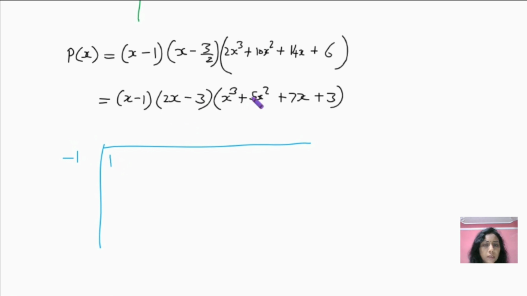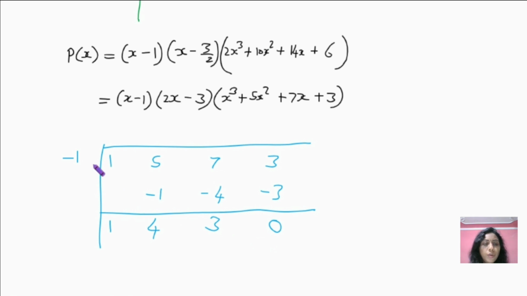Here coefficients 1, 5, 7, and 3. Now bring down here 1. 1 times minus 1 is minus 1. 5 minus 1 is 4. 4 times minus 1 is minus 4. This is 3. 3 times minus 1 is minus 3, and this is 0. So we can say minus 1 is the 0 of this part.